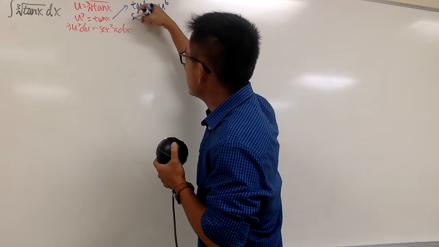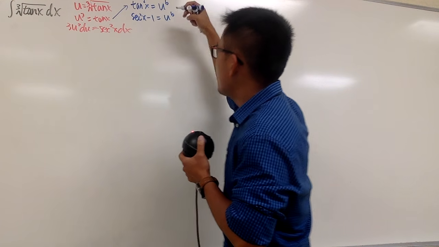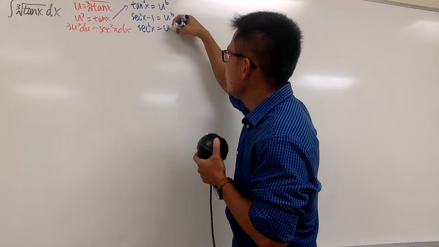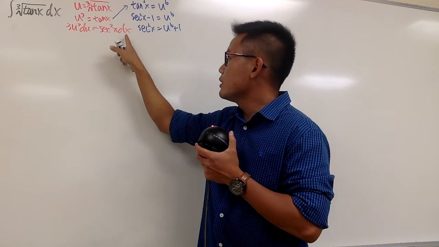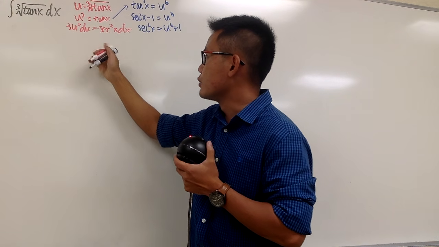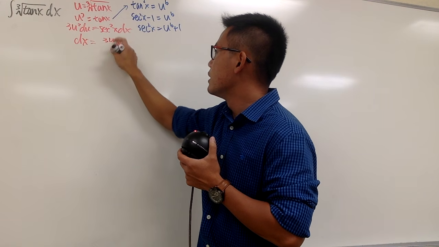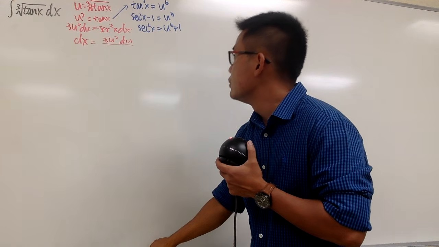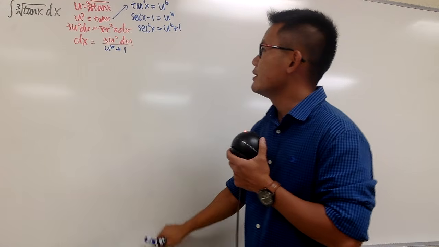And you know this right here is secant square x minus 1 equals u to the 6 power. And then we can just add 1 on both sides. So in other words, secant square x is equal to u to the 6 power plus 1, right? And now, to isolate dx, I just have to divide this on both sides. So in other words, we can get dx equal to 3u squared du on the top over secant square x, which is the same as u to the 6 plus 1, right, in the u world.